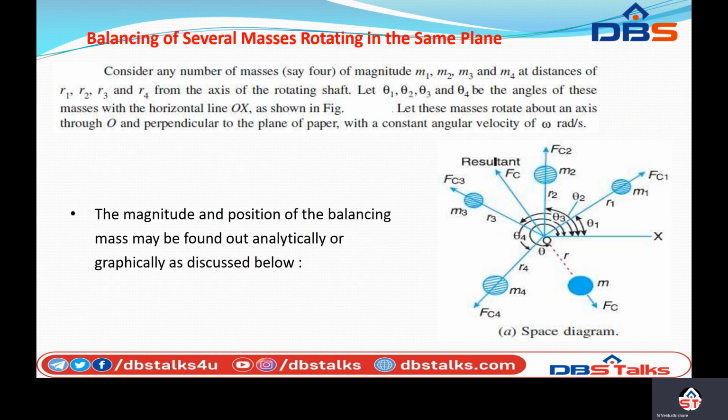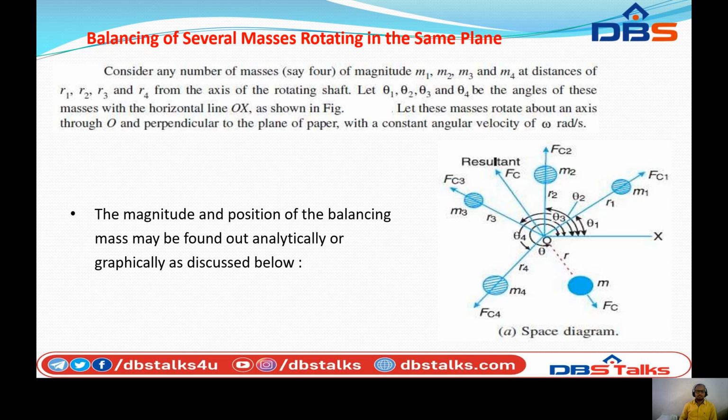Then for the next case, balancing of several masses rotating in the same plane. Consider any number of masses. Let us consider four of magnitudes m1, m2, m3, m4 at distances of r1, r2, r3, r4 from the axis of rotation of the shaft, and these are placed at certain angles theta 1, theta 2, theta 3 and theta 4 with respect to the horizontal axis, that is OX.